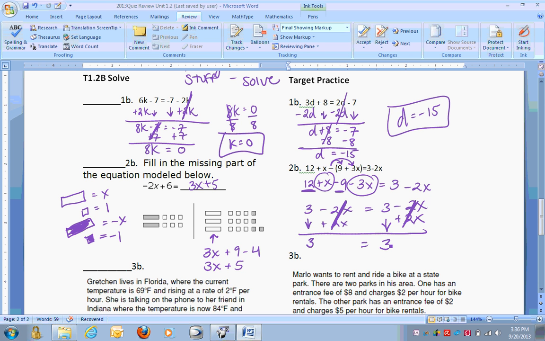So 3 equals 3 here, which is a true statement. So that means the answer is all real numbers. That's telling me it does not matter what number I pick for x. It will always be true no matter what. That equation will always be true no matter what number I pick for x.